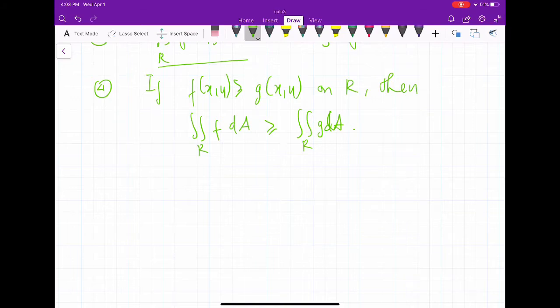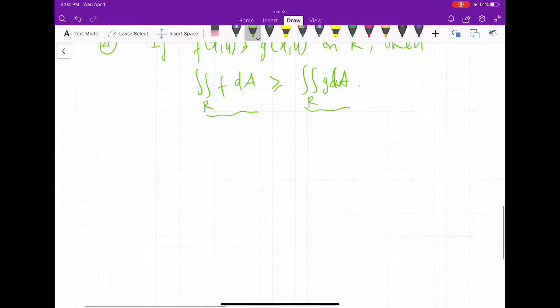So the solid region for f would be bigger than the solid region for g. Actually, the solid region described by g is included in the solid region described by f. That's why the volume of the first one would be greater than the volume of the second one.